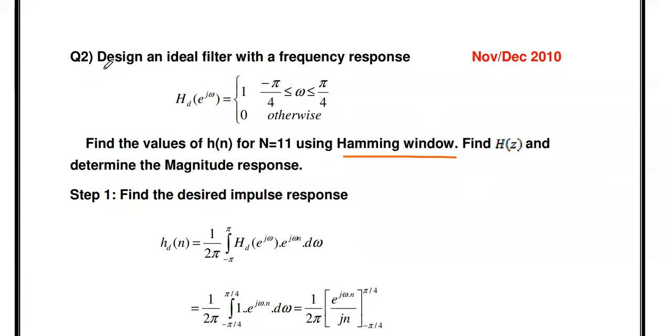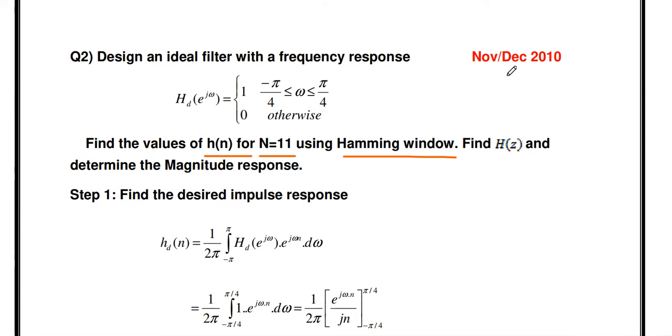Okay, so this problem: design an ideal filter with the frequency response HD of e power j omega equal to 1 for the frequency omega between minus pi by 2 to pi by 2, 0 otherwise. Find the values of h of n for n equal to 11 using Hamming window. Find capital H of Z, that is the transfer function, and determine the magnitude response.